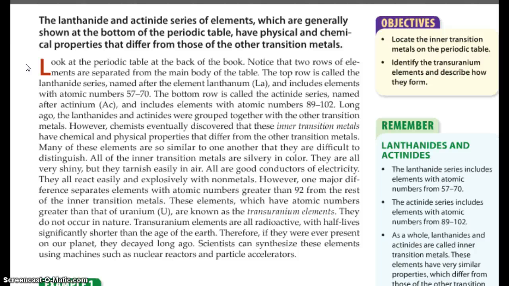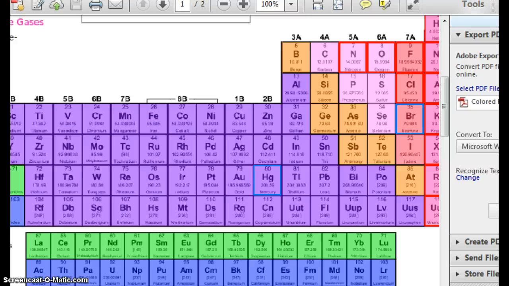However, chemists eventually discovered that these inner transition metals have chemical and physical properties that differ from the other transition metals. Many of these elements are so similar to one another that they are difficult to distinguish. So in other words, what they're saying is that californium is so close to berkelium, I'm not sure if I pronounced that right, but it's after Berkeley, that scientists really have to look to tell the difference between them. That's what they're saying.